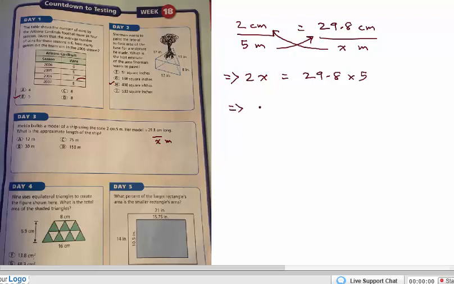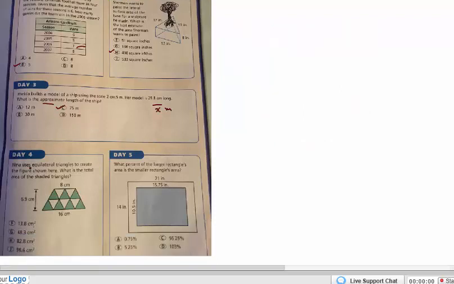And that means x is equal to 29.8 times 5 over 2. And that will give us, I guess, 74.5 meters. And the approximate length therefore is option C, which is 75 meters. Done. Let's look at day 4.